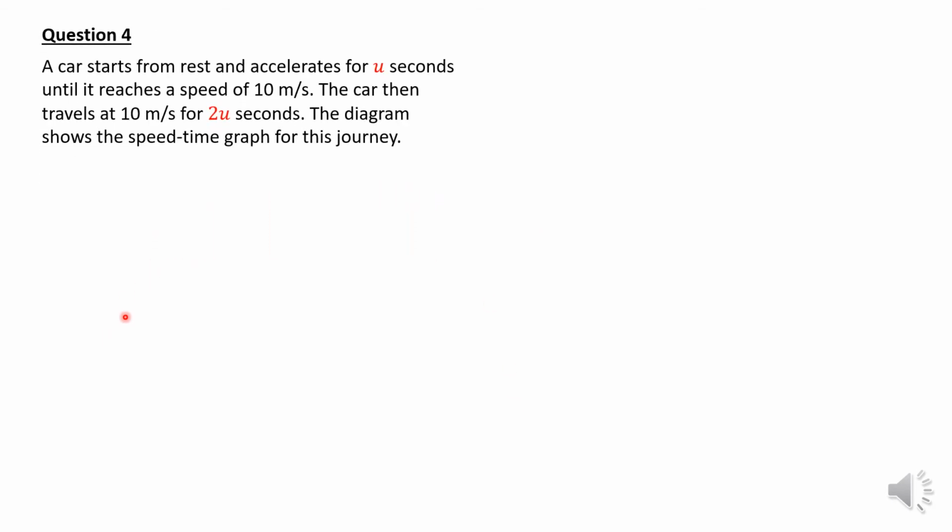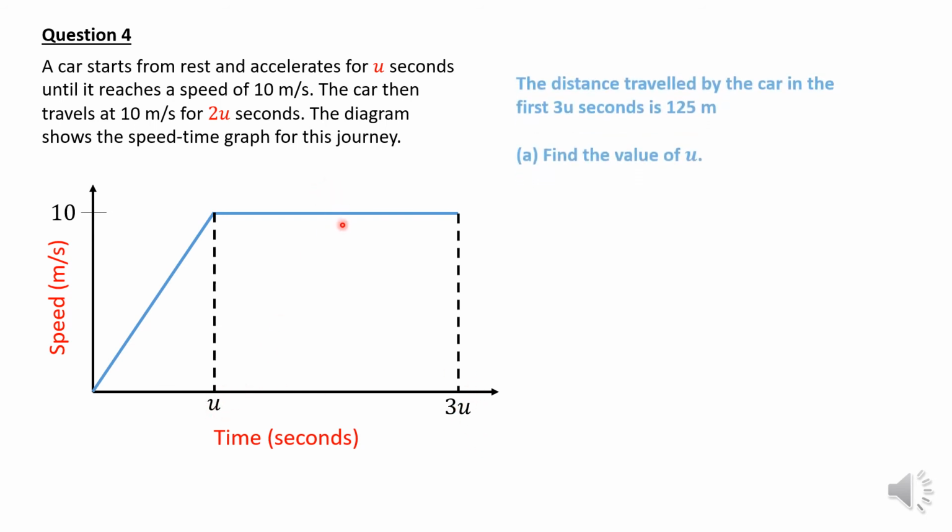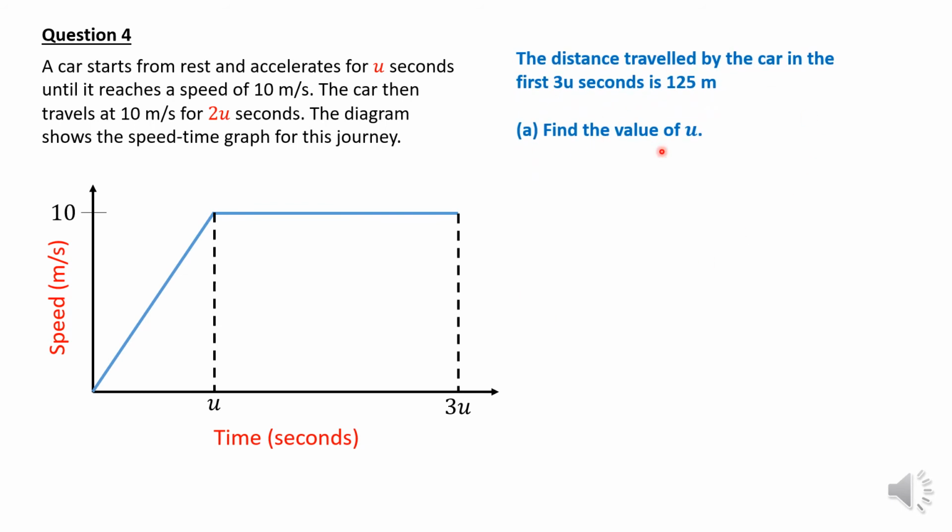Right, let me bring in question 4. A car starts from rest and accelerates for u seconds, and it reaches a constant speed of 10 meters per second. The car then travels at this speed for 2u seconds. How do you get 2u? Well, it's 3u minus u gives you 2u. This diagram shows that. They are asking us to find the value of u. What they have told us is that the area of this trapezium is equal to 125 meters.